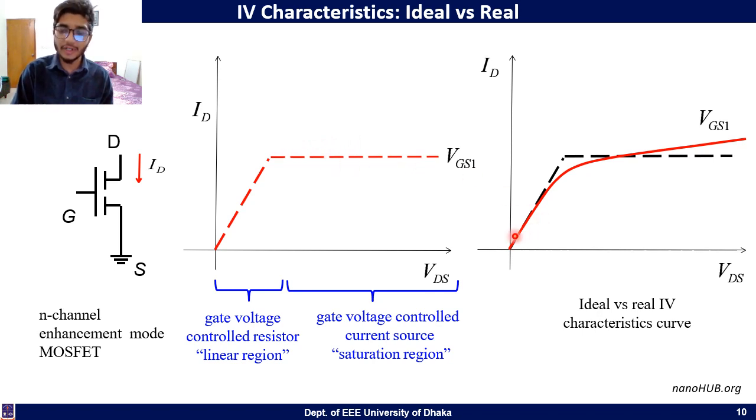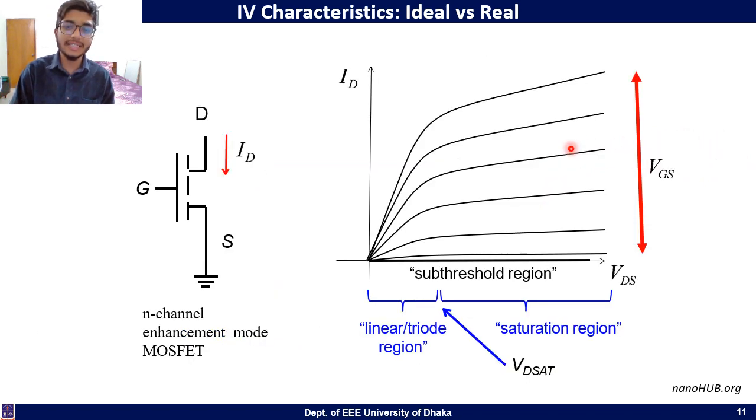But in the real case, we all know that it's not possible to copy the ideal characteristics curve. There will be some deviation, that is, there will be a small amount of output resistance in the saturation region. That's why the red curve deviates from the ideal one. So this is the complete output characteristics curve of a MOSFET, that is the drain current versus the output voltage curve for different input voltages. For each input voltage we will have a separate characteristics curve.